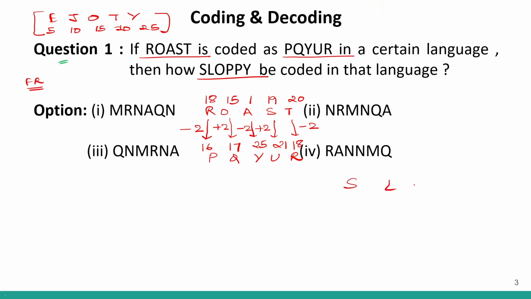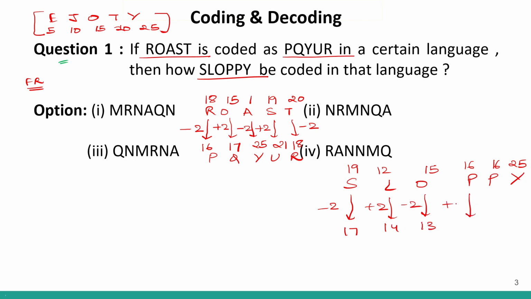SLOPPY. If I give them codes, S is how much? 19, L is 12, O is 15, P is 16 in both the cases, and Y is how much? 25. So now I will start from minus 2, correct? So if I do minus 2, how much will I get? 17. If I do plus 2, how much will I get? 14. Minus 2 will give me 13.